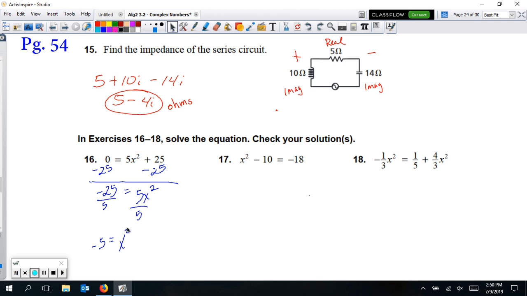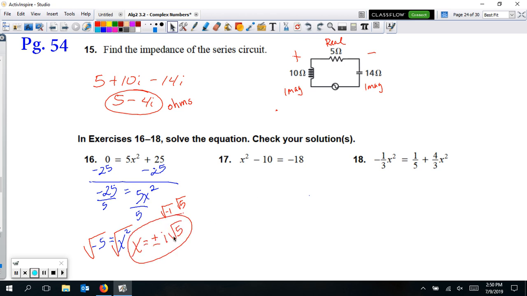So now to undo the square, we would take the square root of both sides. At that point, we would see that we have the square root of negative 5, which we could break apart into the square root of negative 1 times the square root of 5, and the square root of negative 1 is i. So this would be i times the square root of 5 for my x.